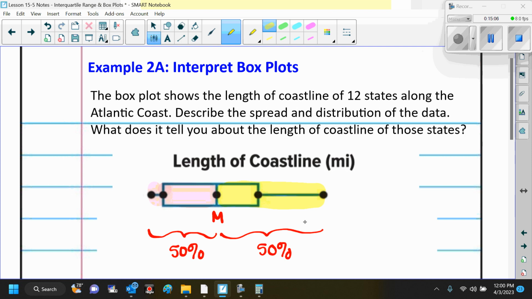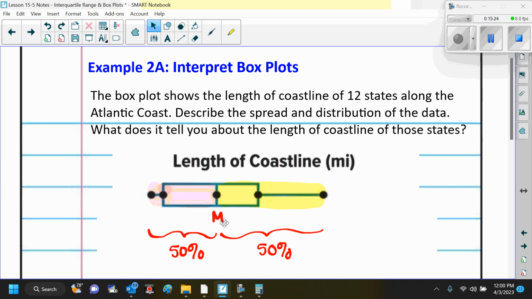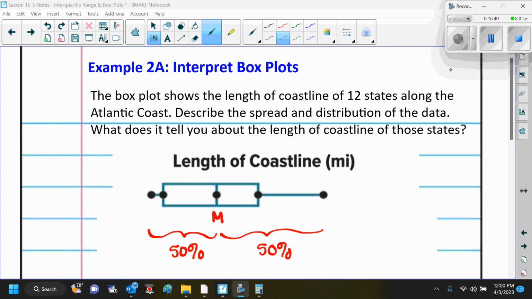Now, the reason they're not equal has nothing to do with how much data is in there, because 50% of the data is here and 50% of the data is here. So that means there's an equal amount on each side of that median. So if there were eight numbers over here, there also are eight numbers over here, because 50% is equal to 50%, right? So then what does it mean? Well, it means that the data over here in the upper half is more spread out.